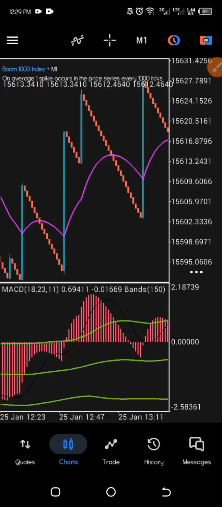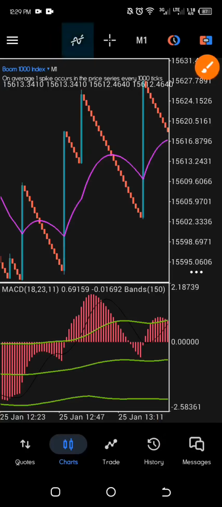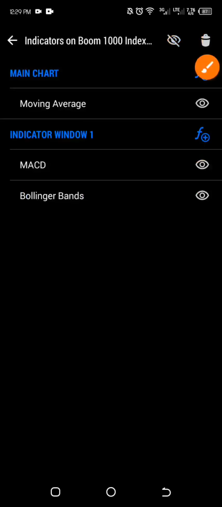Now the first thing we are going to do is to look out for the settings, and I'm going to show you guys settings for the strategy in a couple of minutes. So what we have to do is just click on this icon as seen at the top. When you click on it, this is where you are going to be adding all your indicators.